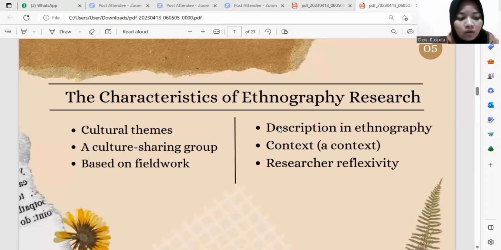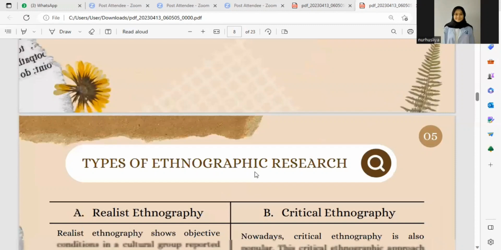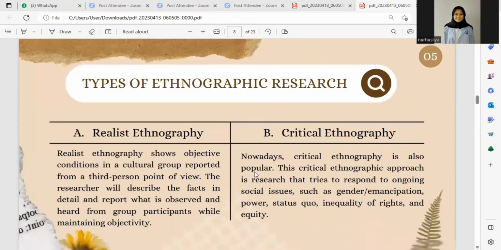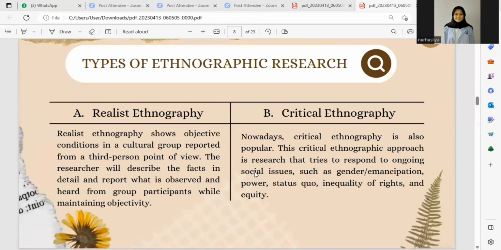Okay, I think that's all for my explanation. Back to moderator. Okay, thank you, Dewi Puspita, for your explanation. So we will continue to the next material. The next material will be conveyed by Fadilatu Sabrina. For Fadilatu Sabrina, time is yours. Okay, thank you, moderator. The next is types of ethnographic research.